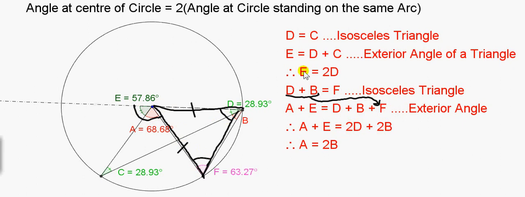And finally, we know that E equals 2D, so we can subtract E from both sides, and we're left with what we're looking for. We've proven that the angle at the center, which is A, equals twice the angle at the circle, which is B.